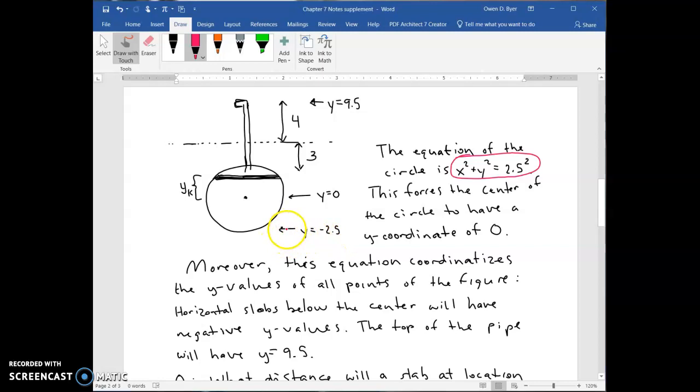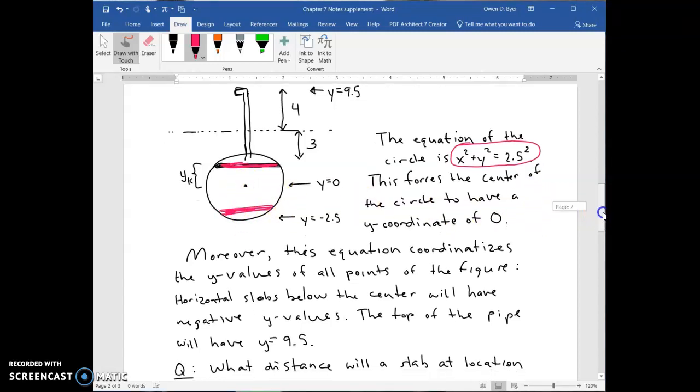The very bottom of the circle is going to have a y value of -2.5. An arbitrary slab like I draw right here is simply going to have a y as its value. So I have a y sub k here, meaning it's like our kth slab. But I could also have a slab down here, and its value would be y. It would be a negative y value. That's okay. In absolute values, the distance would be the vertical distance to the center. Okay, so that's the setup.